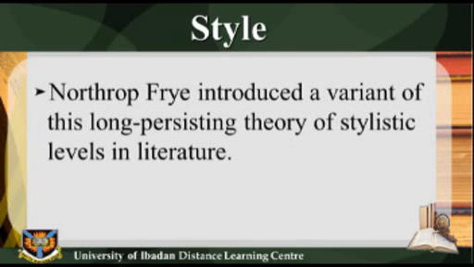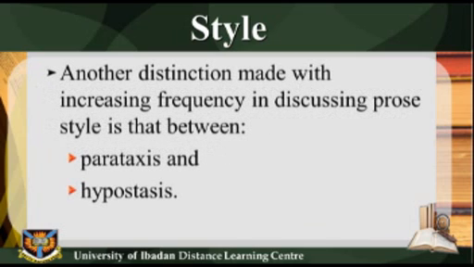Northrop Frye introduced a variant of this long persistent theory of stylistic levels in literature by making a basic differentiation between the demotic style and the hieratic style. Frye then proceeded to distinguish a high, middle, and low level in each of these classes. Another distinction made with increasing frequency in discussing prose style is that between parataxis and hypotaxis.